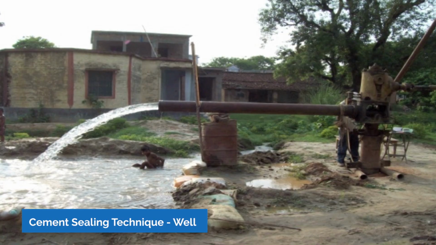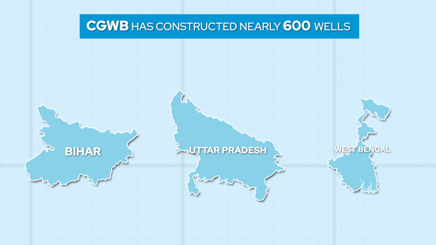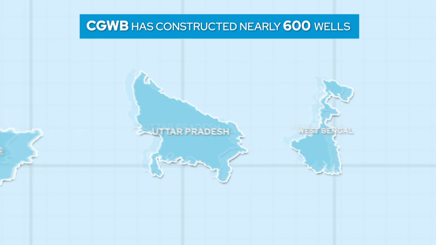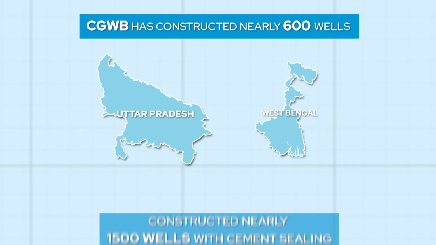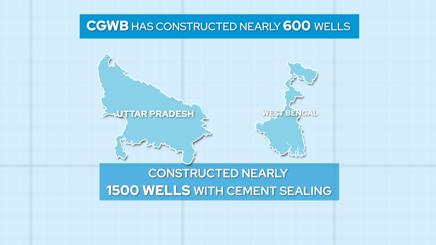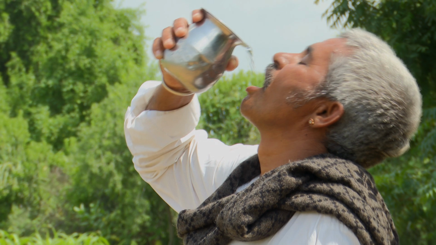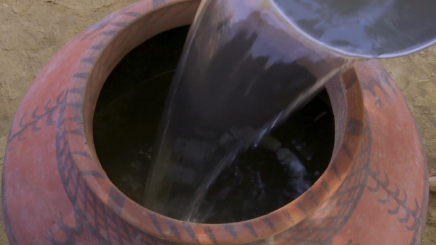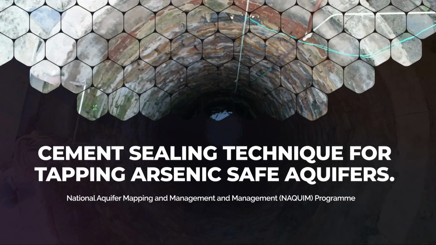Using this design, CGWB has constructed nearly 600 wells in parts of Bihar, Uttar Pradesh, and West Bengal. State governments of Uttar Pradesh and West Bengal have constructed nearly 1500 such wells with cement sealing that are catering to the safe drinking water requirements of nearly 70 lakh people. Aquifer mapping is helping in better understanding of aquifers and offering innovative solutions to many problems.